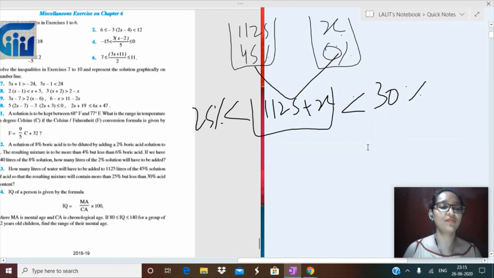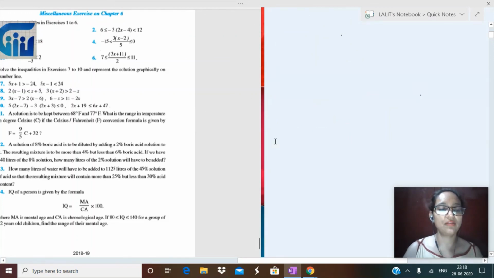It says the IQ of a person is given by this, and we know the IQ range. On to question number 14. It says the IQ formula is given by MA upon CA into 100, where MA is the mental age and CA is the chronological age. Chronological age is the age that passes in years, like your current age can be 16 or 17. That is the chronological age. So the range of IQ is given between 80 to 140. What we have to find is, for a 12-year-old, what is the range of their mental age, right?